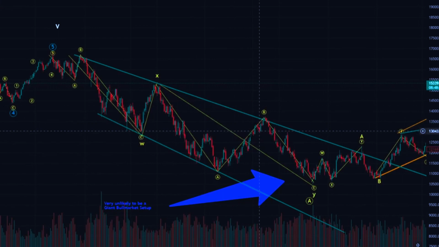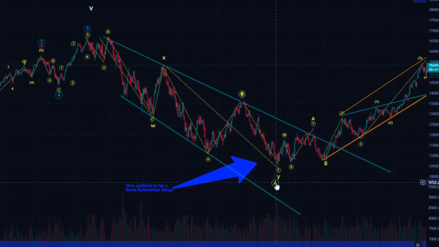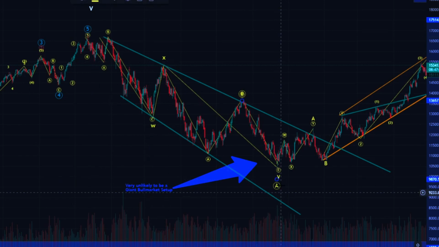Now, as you can see, this move couldn't be completed without this connector wave, which is simply a straight up impulse, and that's pretty common for connector waves. So the deal is we have basically a double correction, an ABC and a connector, and then another ABC move down. And that all completed in October 2022, giving us a larger degree A wave after the WXY move completed.